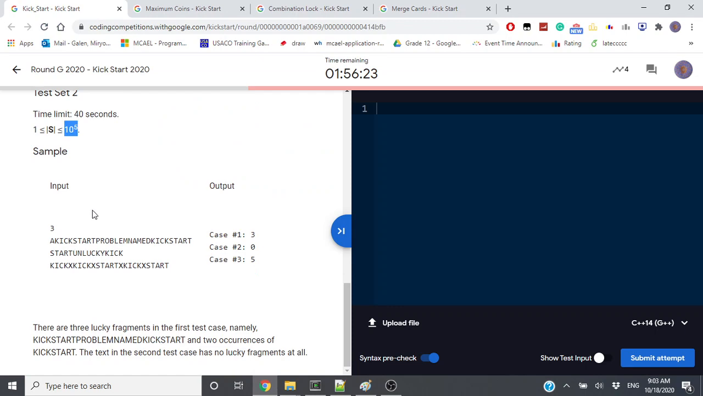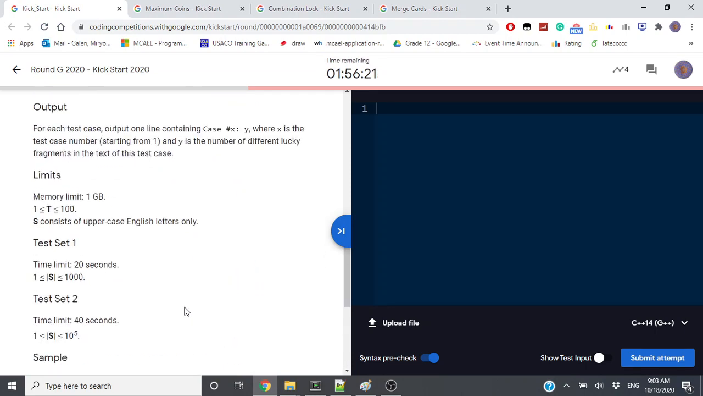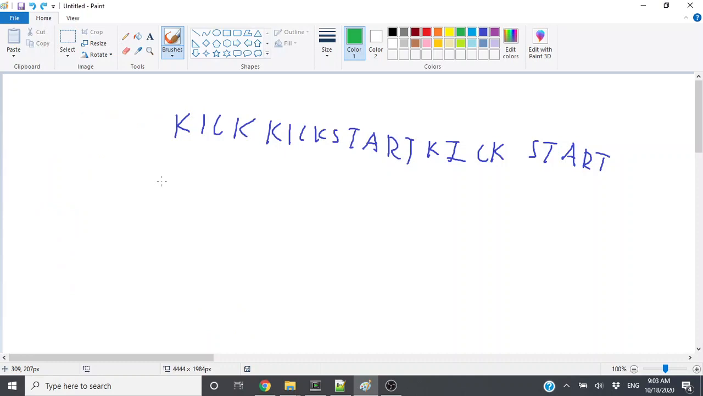N is big, 10 to the 5th, so you can't brute force stuff. But you don't need to. Notice that kick and start don't have any overlapping characters, which means that any instance of kick is going to be completely separate from any instance of start. So what if we just listed out the instances of kick and start? Let's say we had something like this. We have a kick that begins at position 0, a kick that begins at position 4, a kick that begins at position 8, 13. We have a start that begins at 8 and another start that begins at 17.